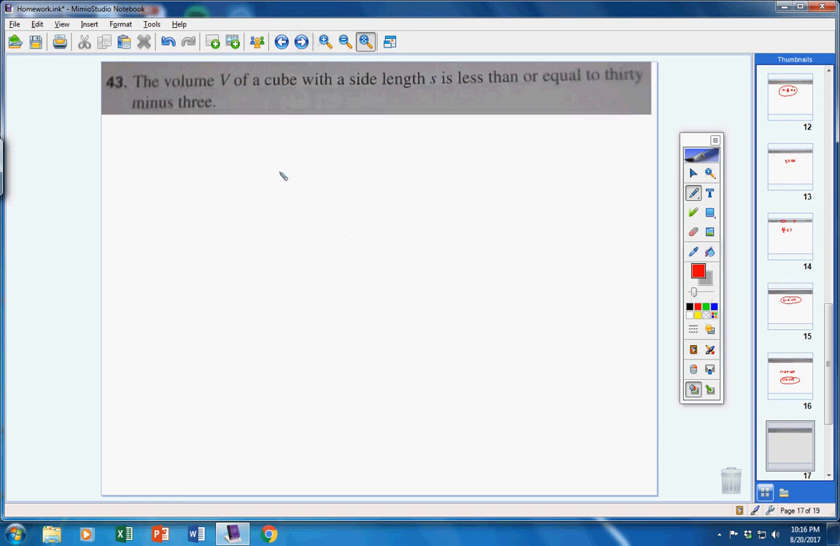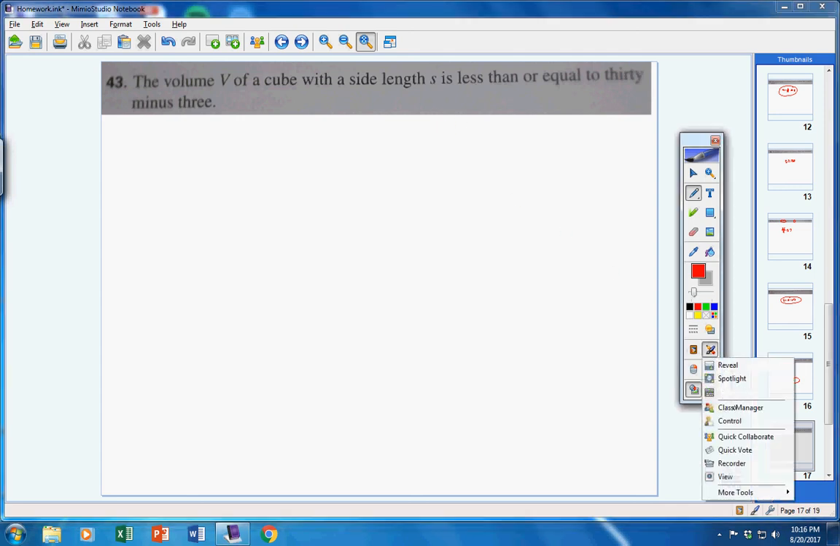Alright, 43. The volume V of a cube with a side length S is less than or equal to 30 minus 3. Alright, so here we go.